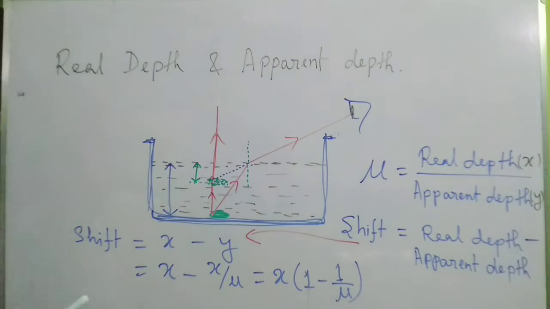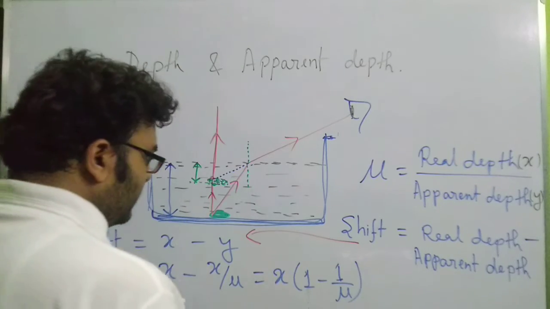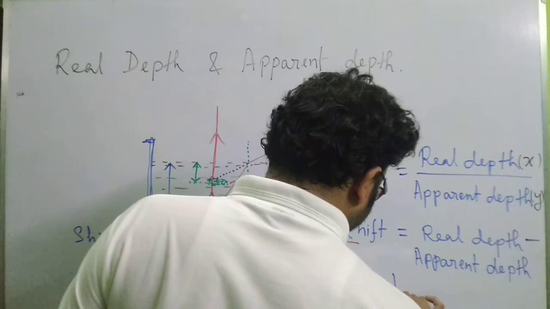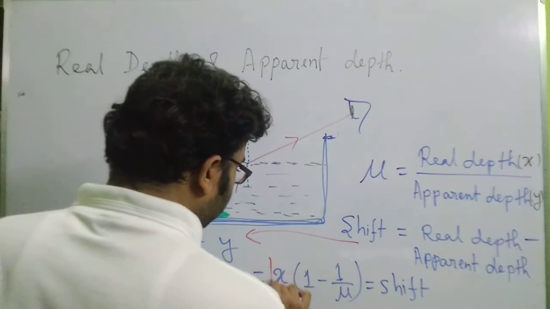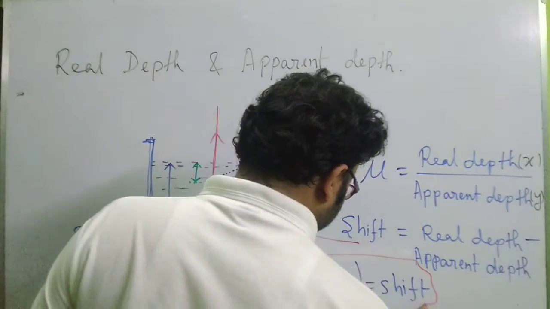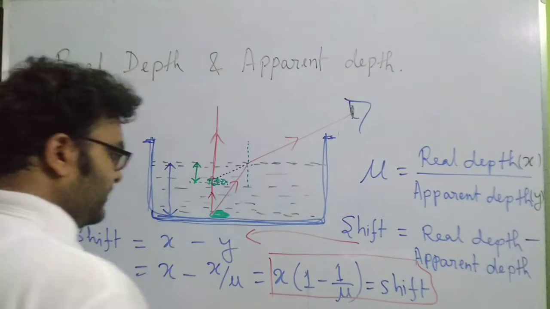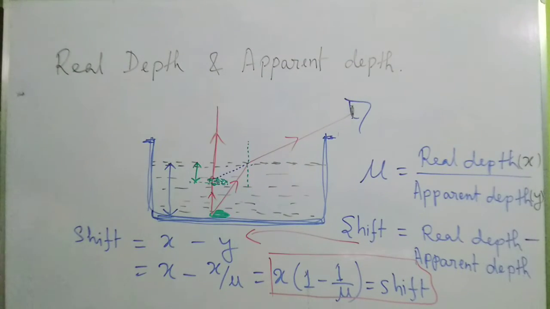So I can say that shift is equal to real depth into 1 minus 1 by refractive index. This is the formula for shift. Okay, so I think the concept is clear.